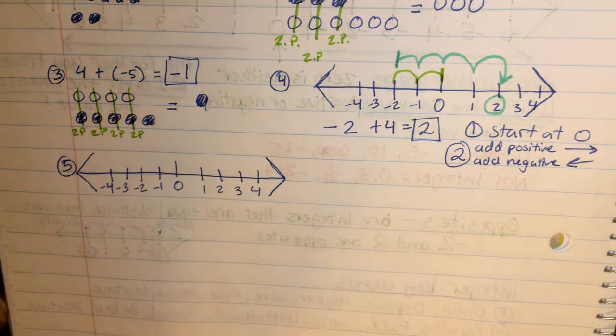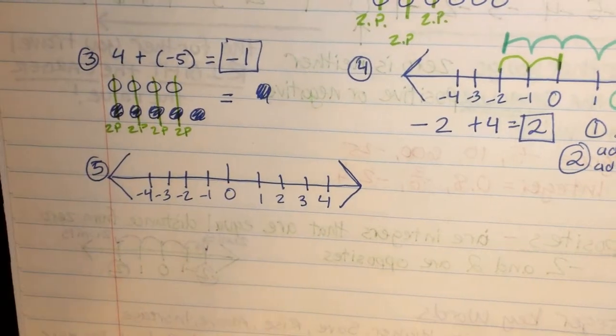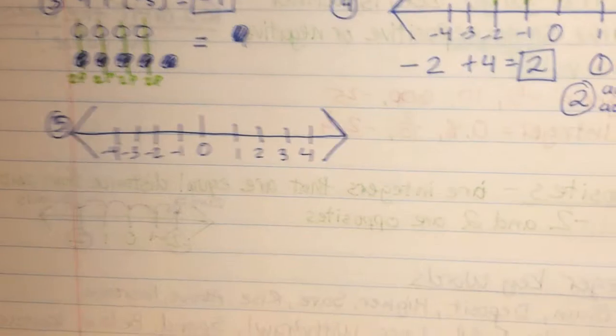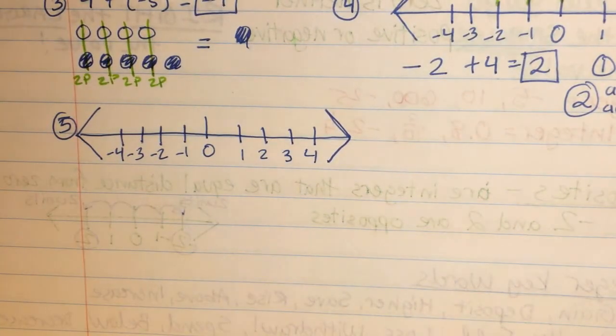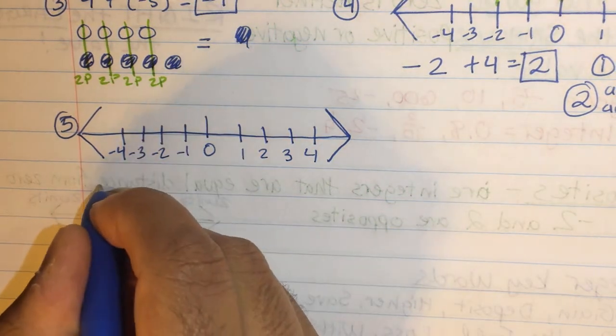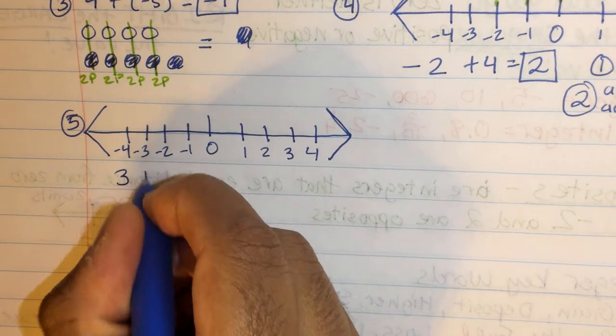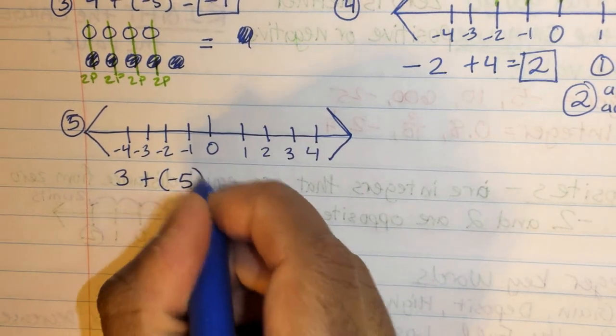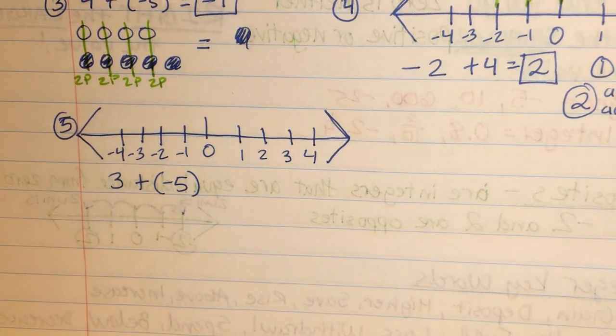Now we're going to do the same type of process. I'm not going to rewrite the steps, but we're going to do the same process. So the same process means we start at 0, move to the left if it's negative, move to the right if it's positive. For this question, we're going to do 3 plus negative 5. If you think you know how to do it, try it out.